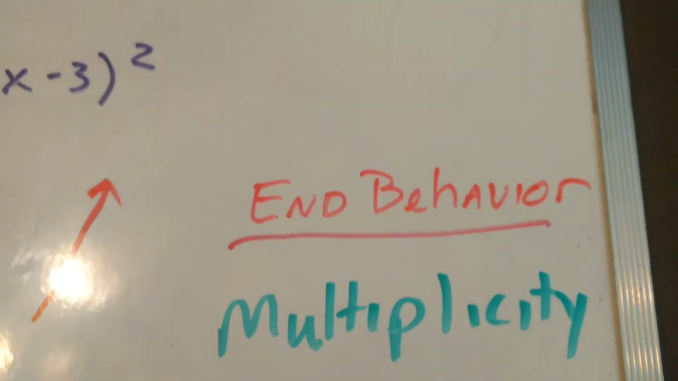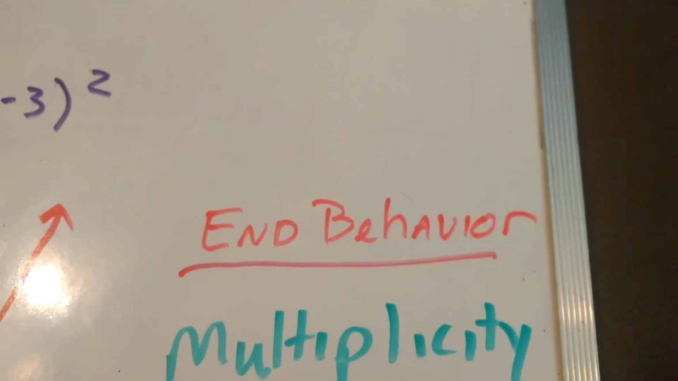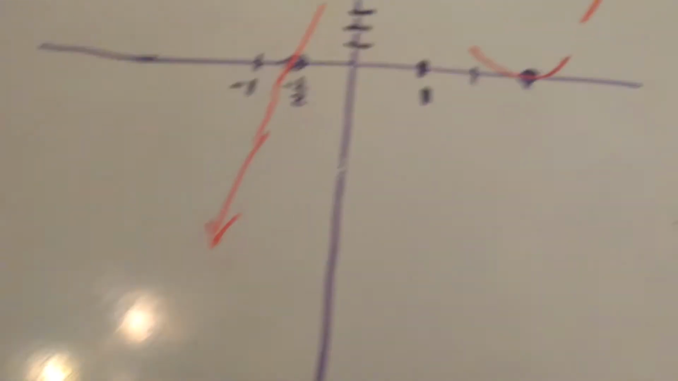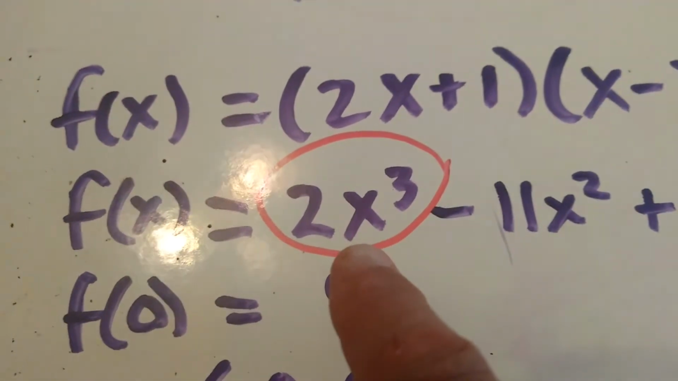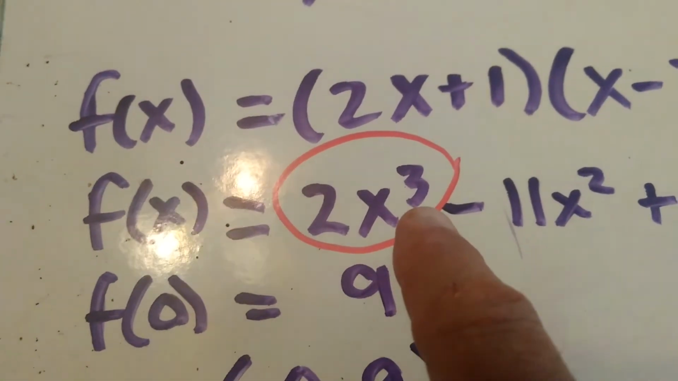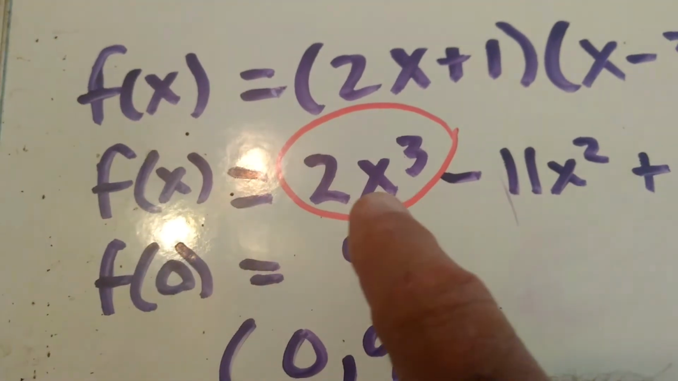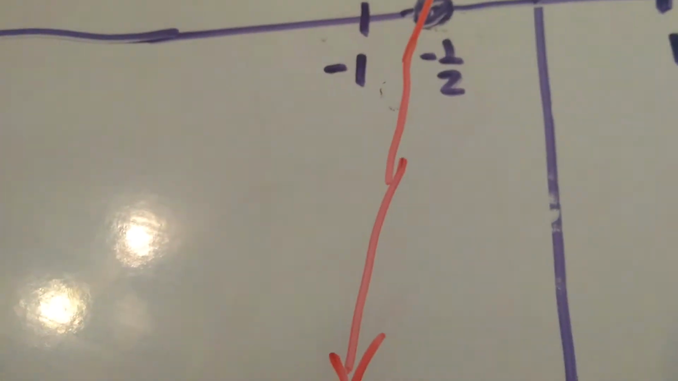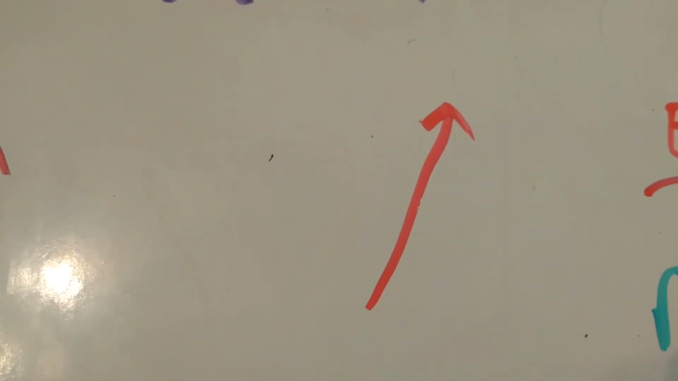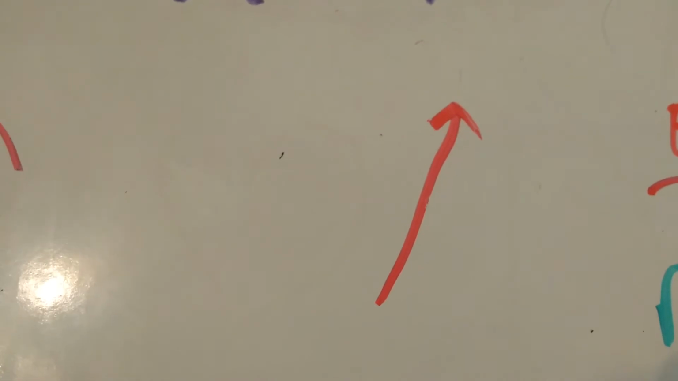So now we go to what we call end behavior, which we got in section 1. If we know our 4 rules of end behavior, we look at this first term. Because the exponent is odd and the coefficient is positive, that's telling us that the left side goes down and the right side goes up. That's one of your 4 rules. You've got to know those 4 rules.